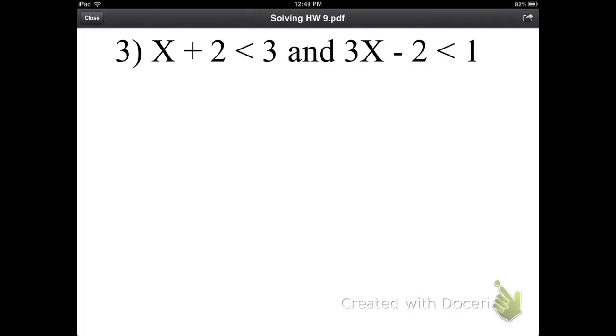Alright, moving on to number 3. Once again, I'm in a compound inequality situation, and we have an AND in the middle. Anytime you have compound inequalities, you have two inequalities you need to solve for. So we're going to solve them separately. You have to solve them separately first.